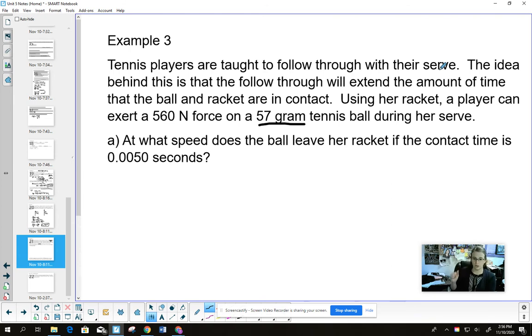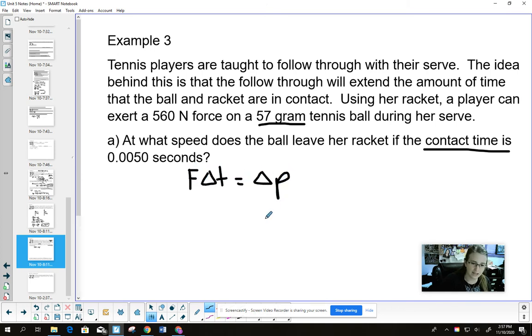Now what we're going to assume for this question is as the ball comes up, for the split second that it's at rest in the air is when it makes contact. So we don't need to make any assumptions about how fast the ball is going. We're going to assume right when the racket makes contact, the ball is at rest for that split second. So it says, at what speed does the ball leave her racket if the contact time is 0.0050 seconds? So once again, if you're reading a question and you see contact time and forces, guaranteed we're talking about impulse. I want you to try this.